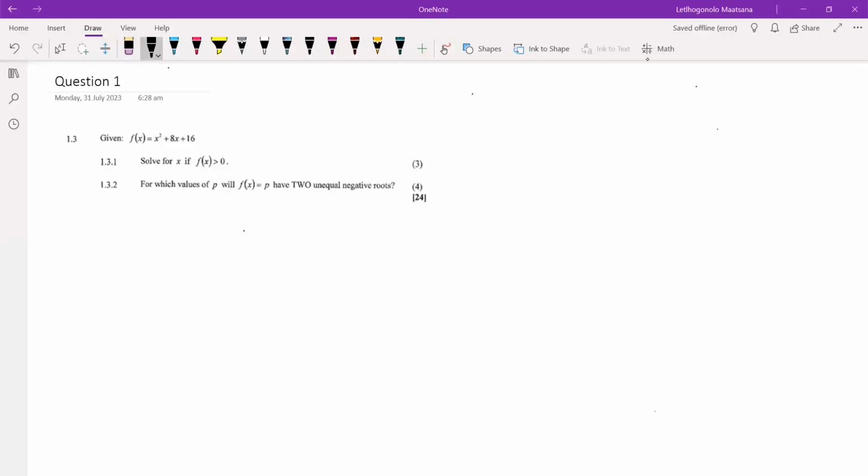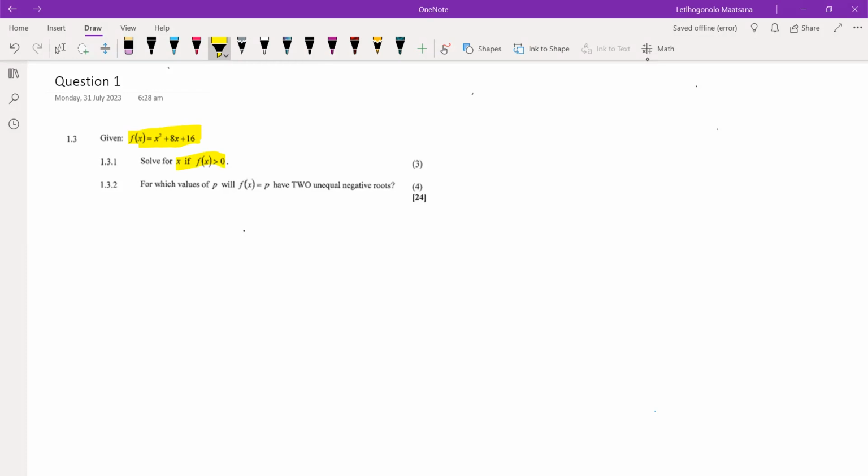Question 1.3, given that f of x is equal to x squared plus 8x plus 16. 1.3.1 wants us to solve for x, given that f of x is greater than 0.